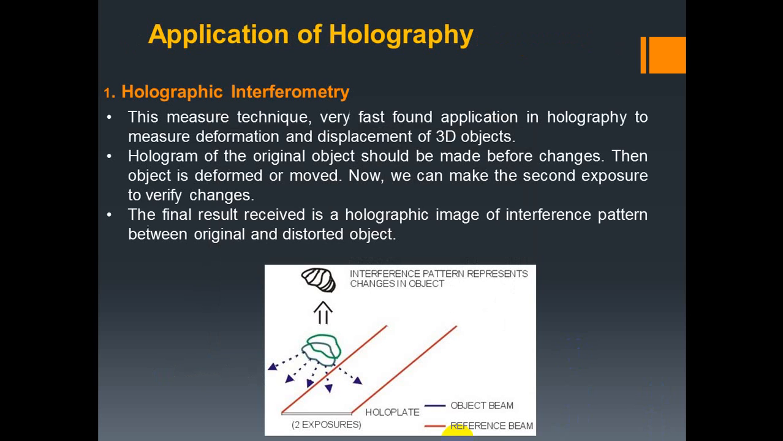Now let us see the various applications of holography. The first one is holographic interferometry. It can be used to detect optical path length variation in transparent media, which enables, for example, fluid flow to be visualized and analyzed. It can also be used to generate contours representing the form of a surface. It has been widely used to measure stress, strain, and vibration in engineering structures. The final result is a holographic image of the interference pattern between the original and the distorted.